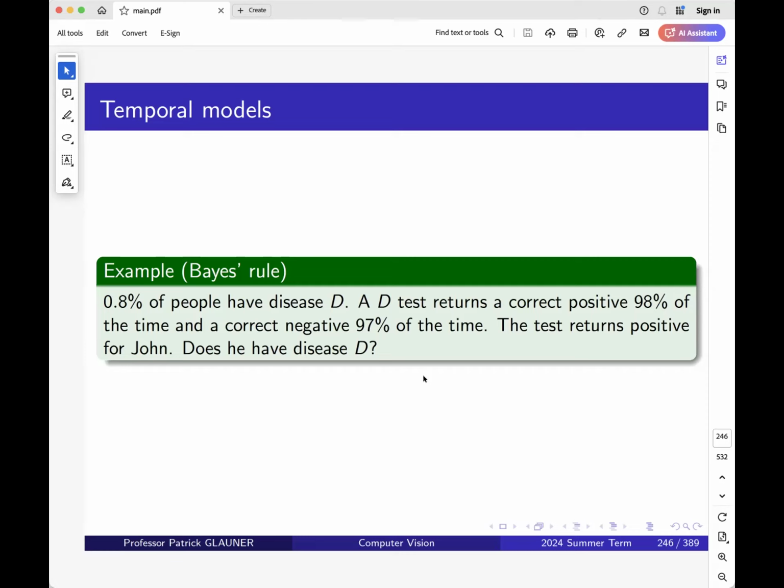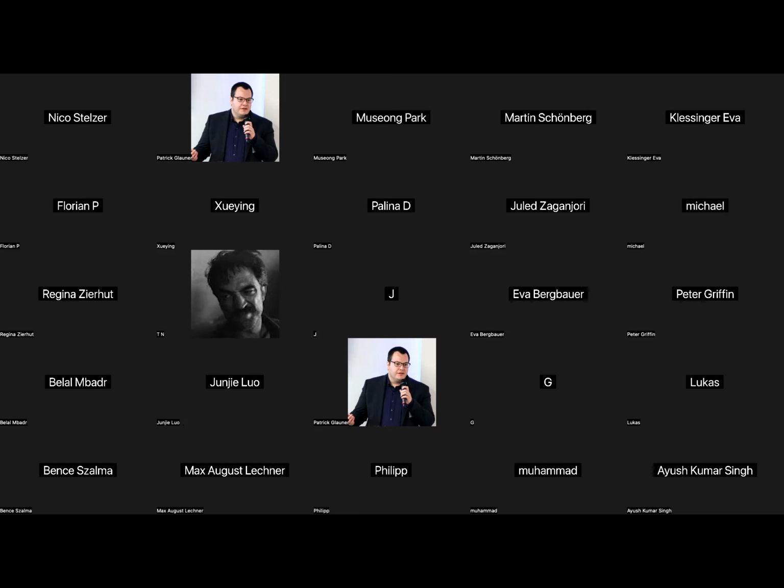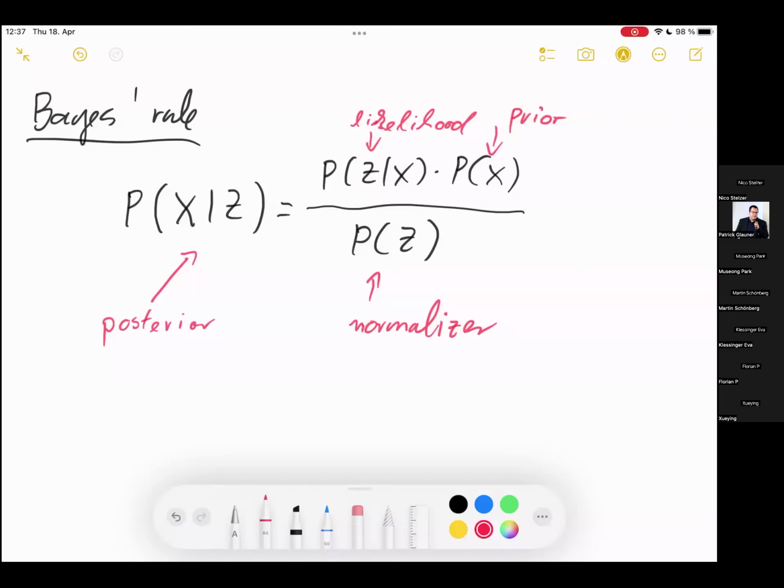And this has not only to do with the correct positive and the correct negative, it also deals with the prior, that only 0.8% of people have this specific disease D. Now you get a positive test, and the question is, are you sick or not? We'll try to calculate this now with Bayes' rule and determine the probability of being sick given the test.